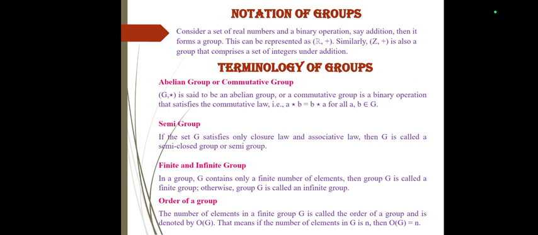Next, we'll see the notations of groups. We'll consider the set of real numbers and a binary operation, say addition, then it forms a group and this is represented as (R, +). And similarly, (Z, +) is also a group that comprises the set of integers under addition.